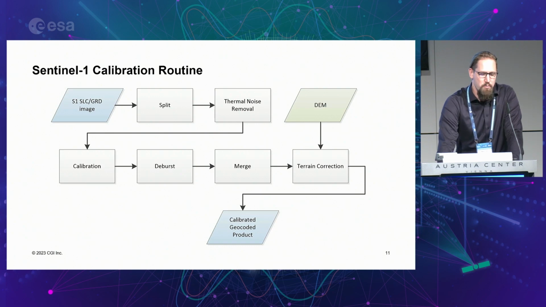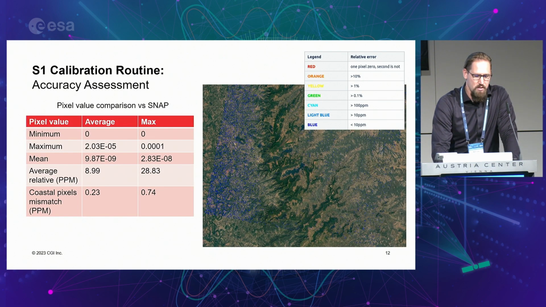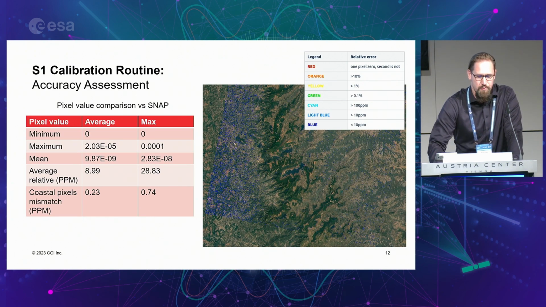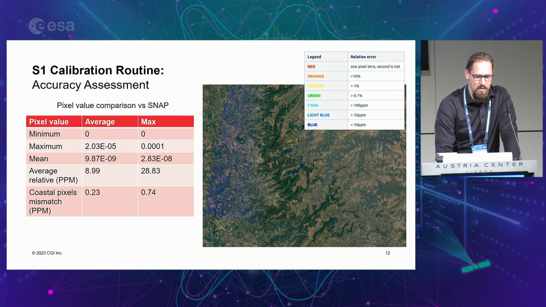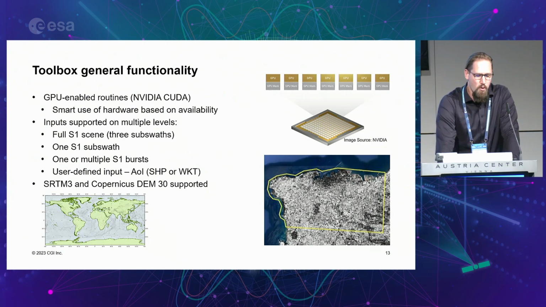This is the Sentinel-1 calibration routine. I'm not going to stop too much here. Also very standard for SNAP, but all GPU enabled. And you can see here that the accuracy of this one is even a lot higher. We've made the zero differences transparent. Otherwise, this figure would just be all black. But you can see that there are some differences between our result and the SNAP result, highlighted in blue, but still very diminutive.